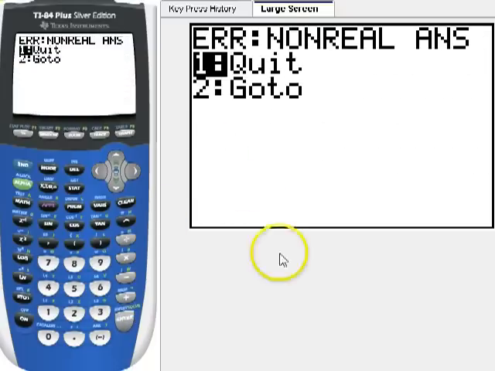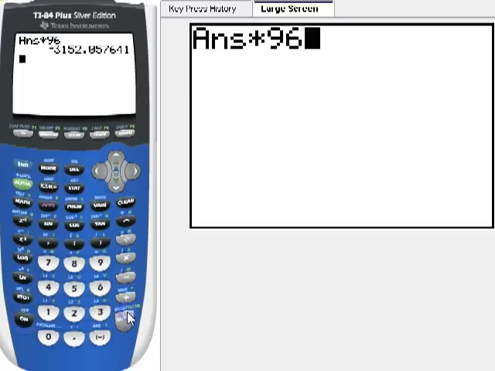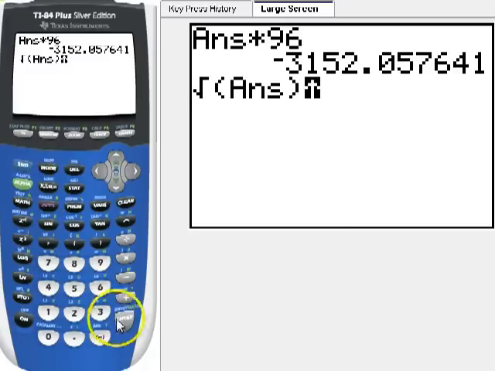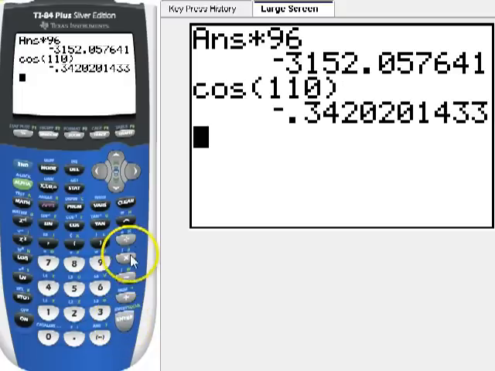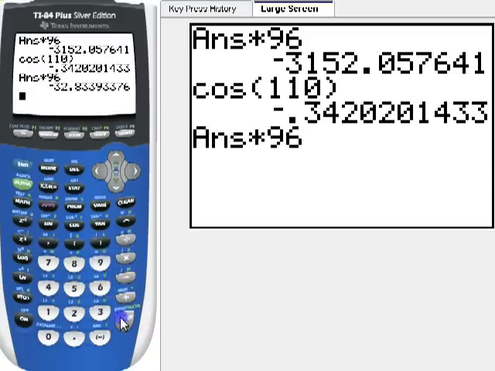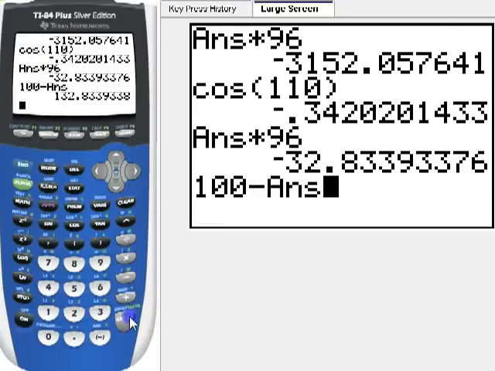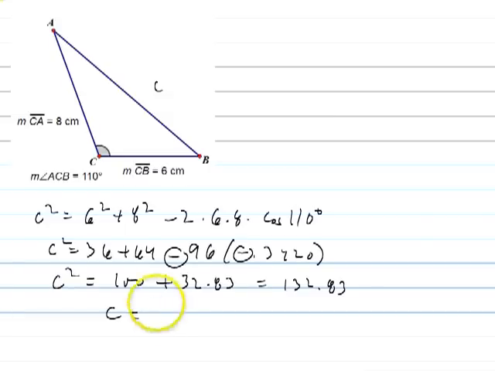and get my answer. That's strange. Let me fix that a little bit. There's the problem. Why did I multiply that by 96? Cosine of 110 multiplied by 96 became that. I wanted to do 100 minus that. We get 132. And that's the thing I want to take the square root of. Don't know what happened there. You can watch that on your own and see. Get 11.53 as the answer.